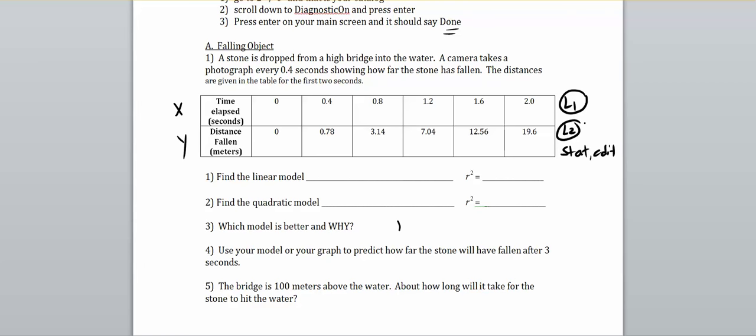Okay. So let's go ahead and do the linear model. I'm going to go to stat edit. If there's any data, go to the very top of your L1 and press clear and enter. Then go to L2 and do the same, press clear and enter.